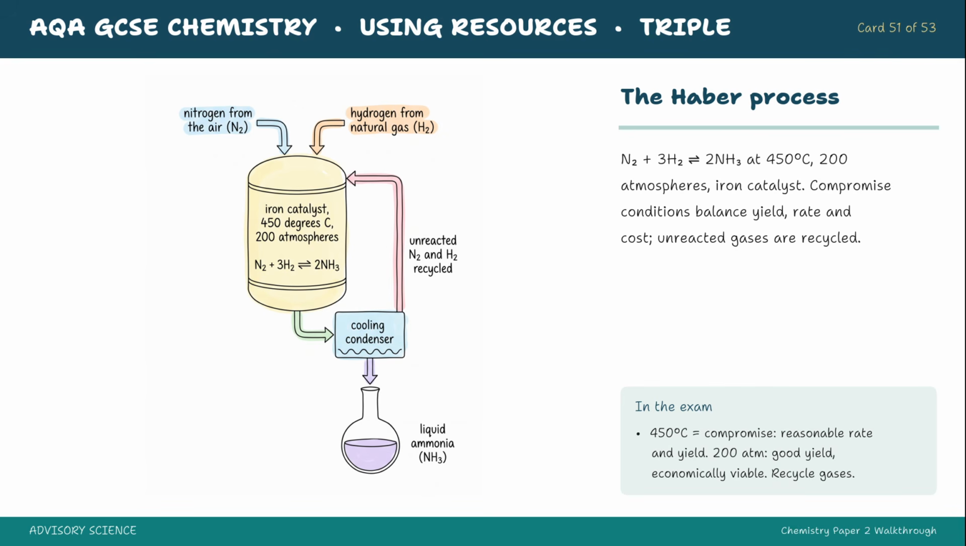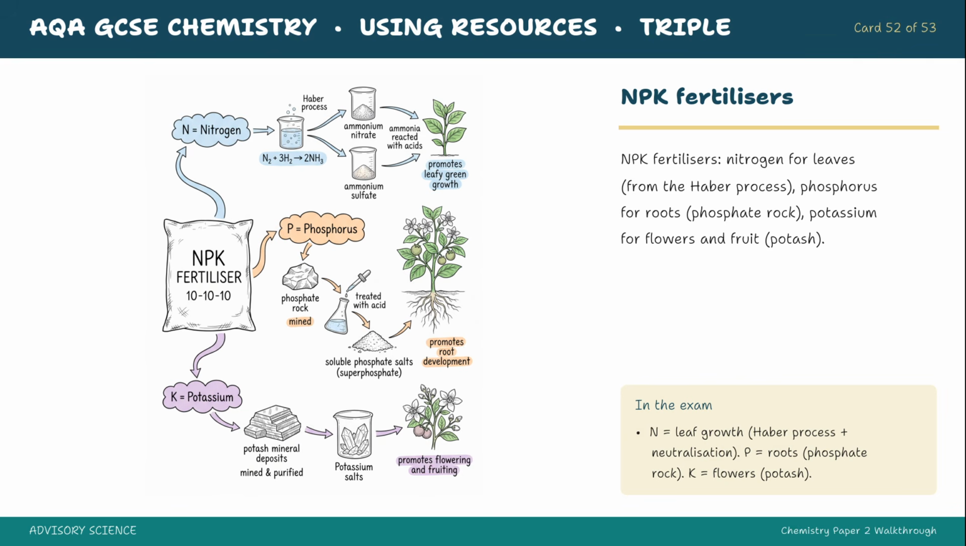NPK fertilisers. Plants need 3 main elements to grow well: nitrogen, phosphorus, and potassium. And NPK fertilisers are formulations that provide all 3. The nitrogen comes from ammonia, from the Haber process, which is used to make ammonium salts and nitric acid. Reacting ammonia with nitric acid makes ammonium nitrate, which is a great source of nitrogen.